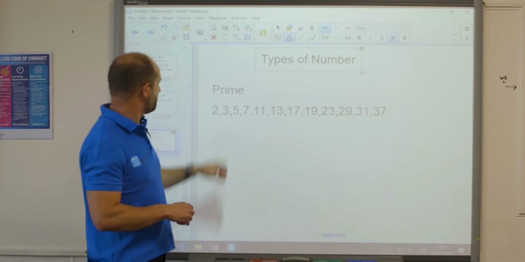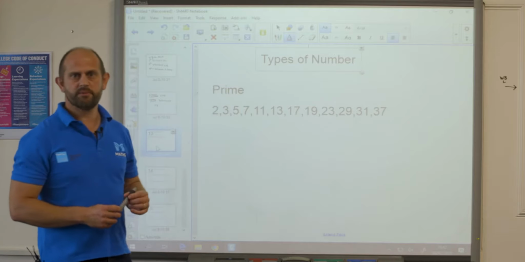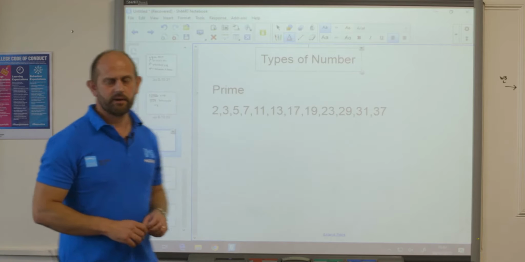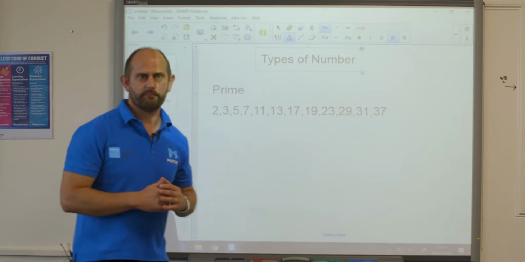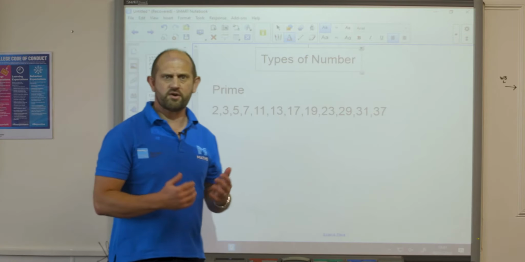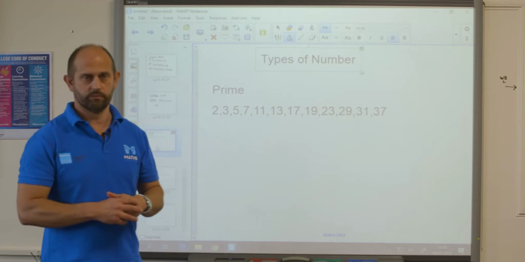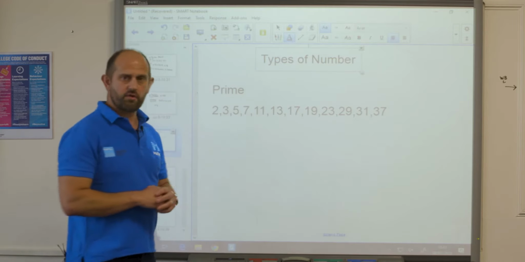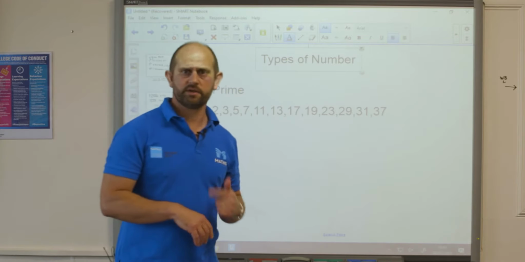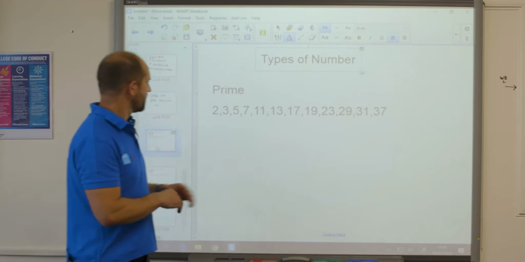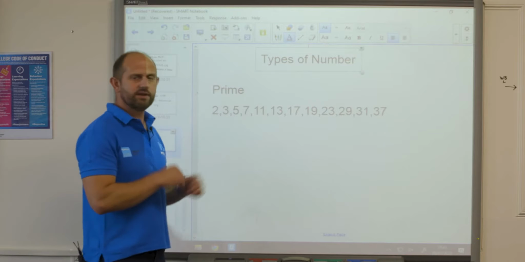one and itself. So the first number we've got on our prime numbers is two. Now what's special about two in prime numbers is it's the only even number. Thereafter, all the other even numbers can be divisible by two. We've then got three. Four isn't a prime number because it can be divided by one, two, and four. Then we've got five, seven, 11.